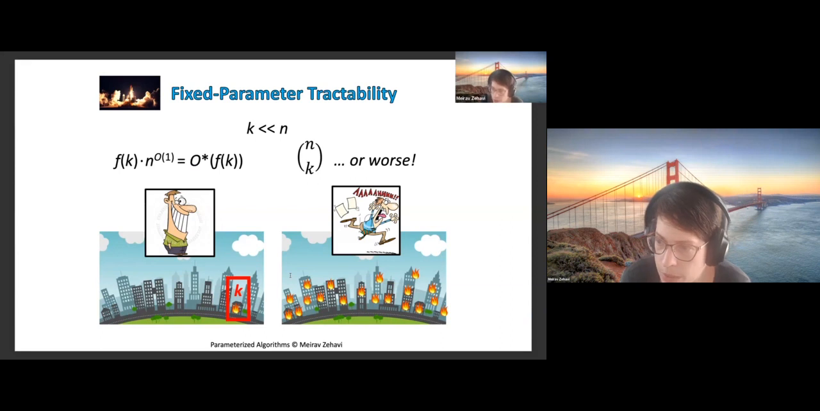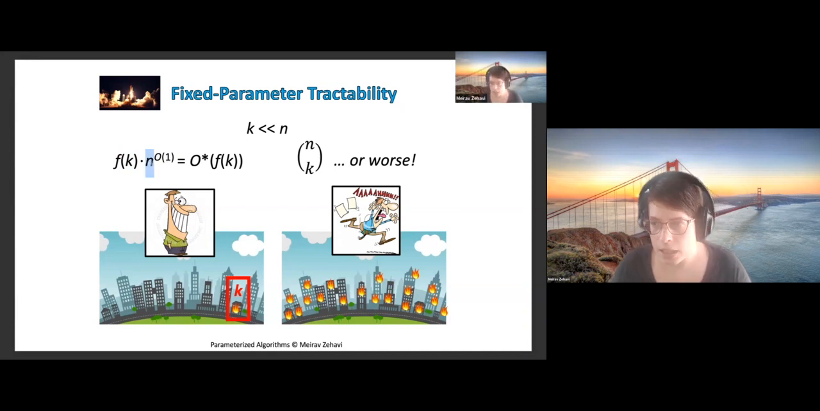And we say that a parameterized problem is FPT if it is solvable by an algorithm that has this running time, some function f that depends only on k. I hope that you can see my mouse. If not, then please let me know. So this is some function that depends only on k, the parameter, times a polynomial in the input size. So n is the input size.